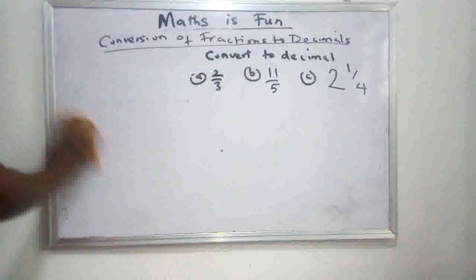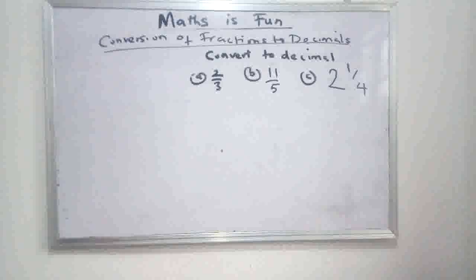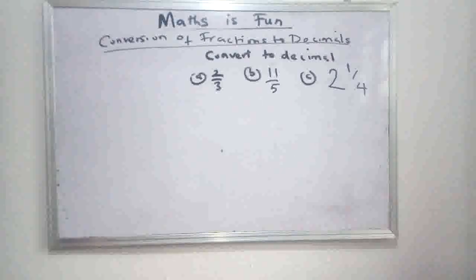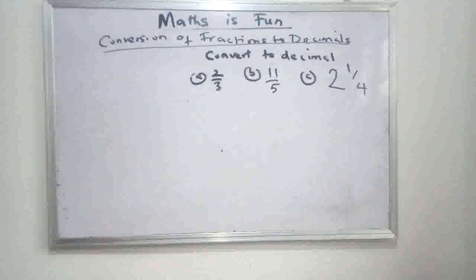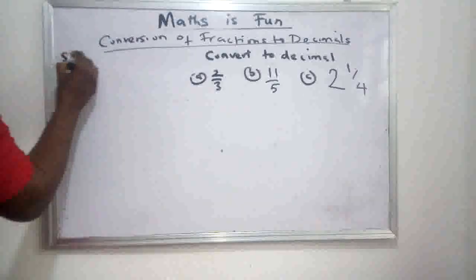So let's go to how to convert from fractions to decimal. Fractions to decimal. Decimals are generally numbers that come with decimal points. Alright, so we'll be using these examples on the board to bring this to life. The first example says convert to decimal 2/3. So let's solve that. Let's just put our solution here.